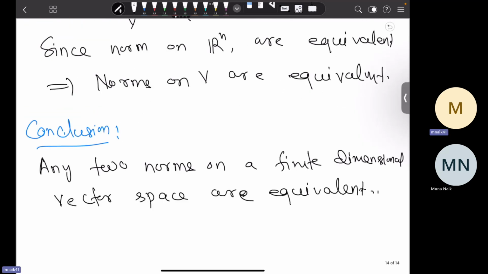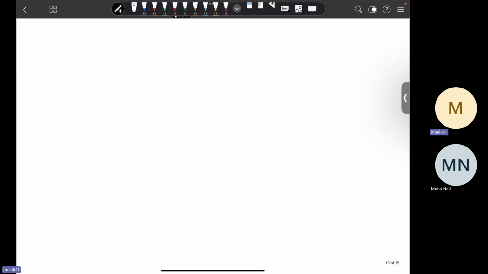Now the thing is, on Rn, any two norms are equivalent. In particular, any norm is equivalent to the L2 norm, and the L2 norm is complete. You know that Rn is a complete metric space. So any norm on Rn is equivalent to the L2 norm, and the topology with respect to the L2 norm, or the metric topology, is complete.